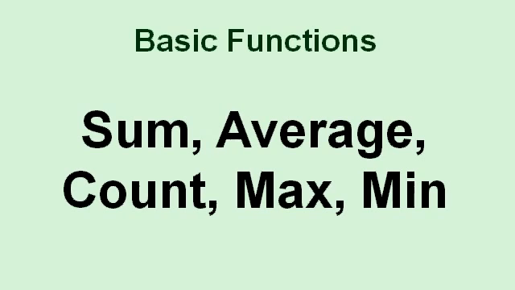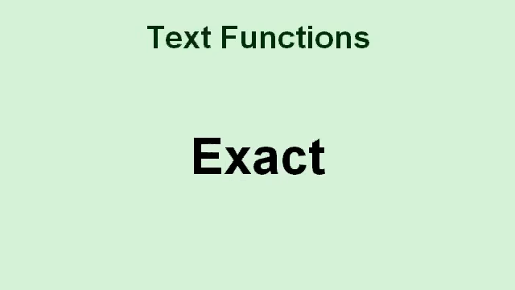Sum adds up all the cells in a range. Average calculates their average. Count will tell you the unique number of numeric values in a range. Max gives you the largest value, and min gives you the smallest value. Next, we have a whole bunch of text functions.